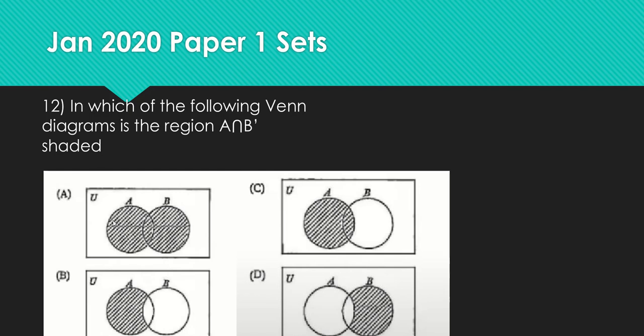Right, this here is A union B because A and B is shaded. This is A complement. Not A complement. What is shaded? Yes, it's A only. This one here is A complement intersect B. That's what is shaded. So the answer for A intersect B complement is B.